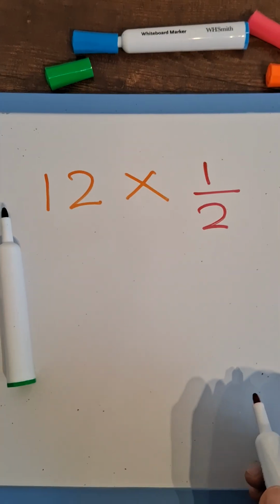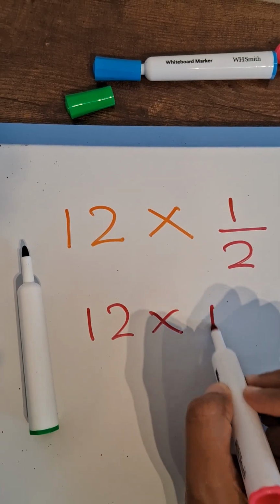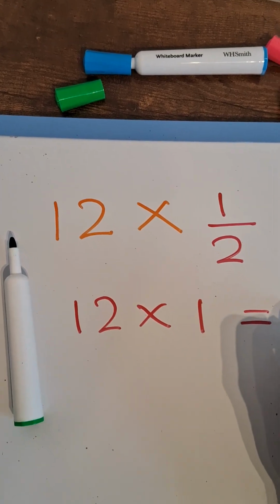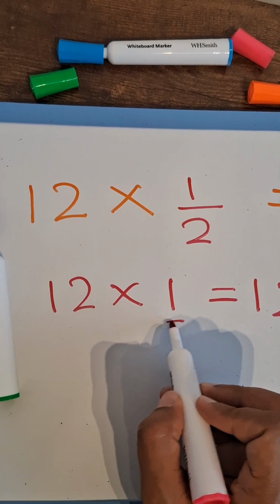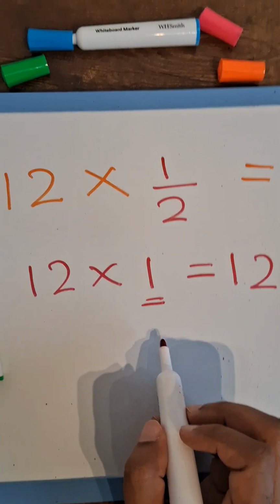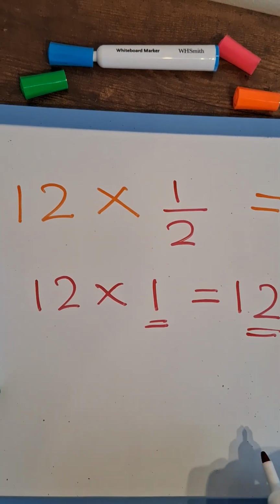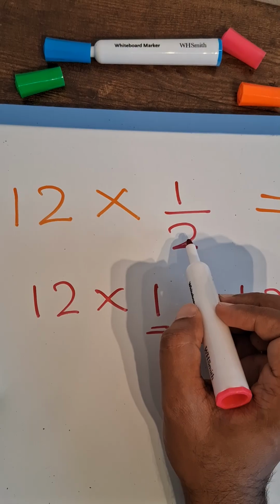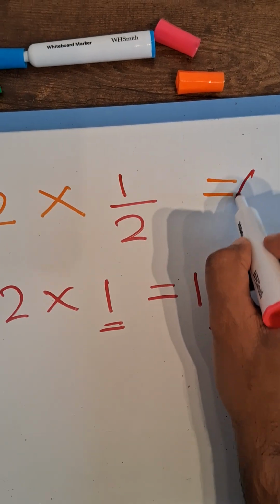Oh, what is this? You know 12 multiplied by 1, what's the answer? It's 12 because there's only one 12. You know that because the second number is only 1, that means there's only one 12. So the answer is just 12. If it is half, the answer should be half of 12. What's the answer? It's 6.